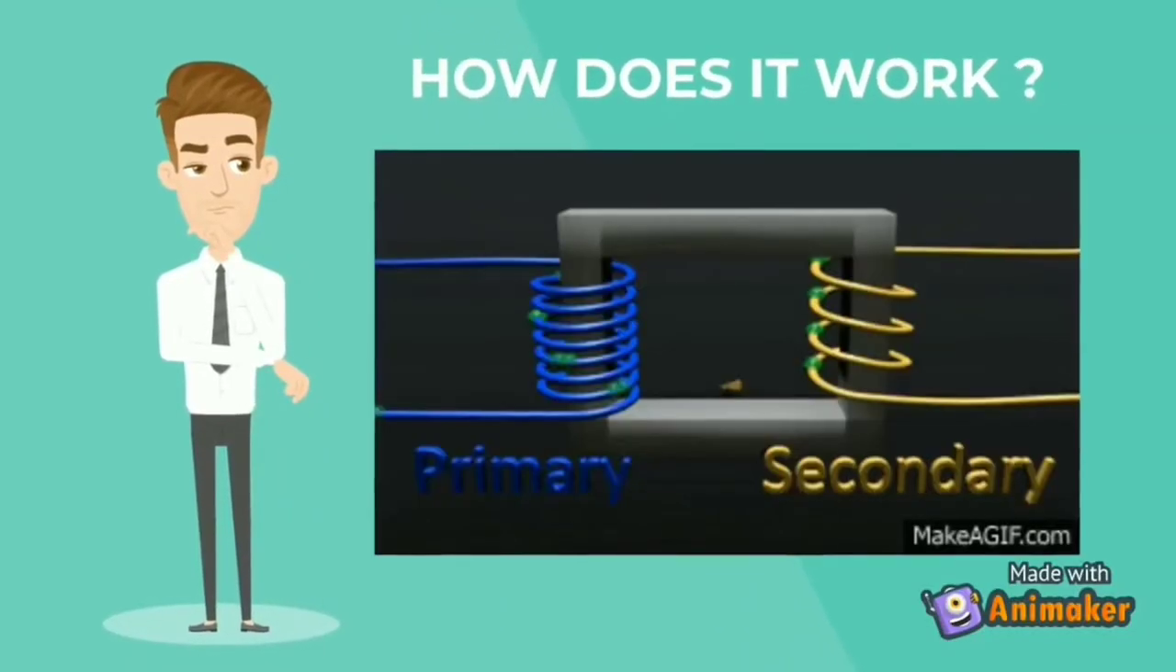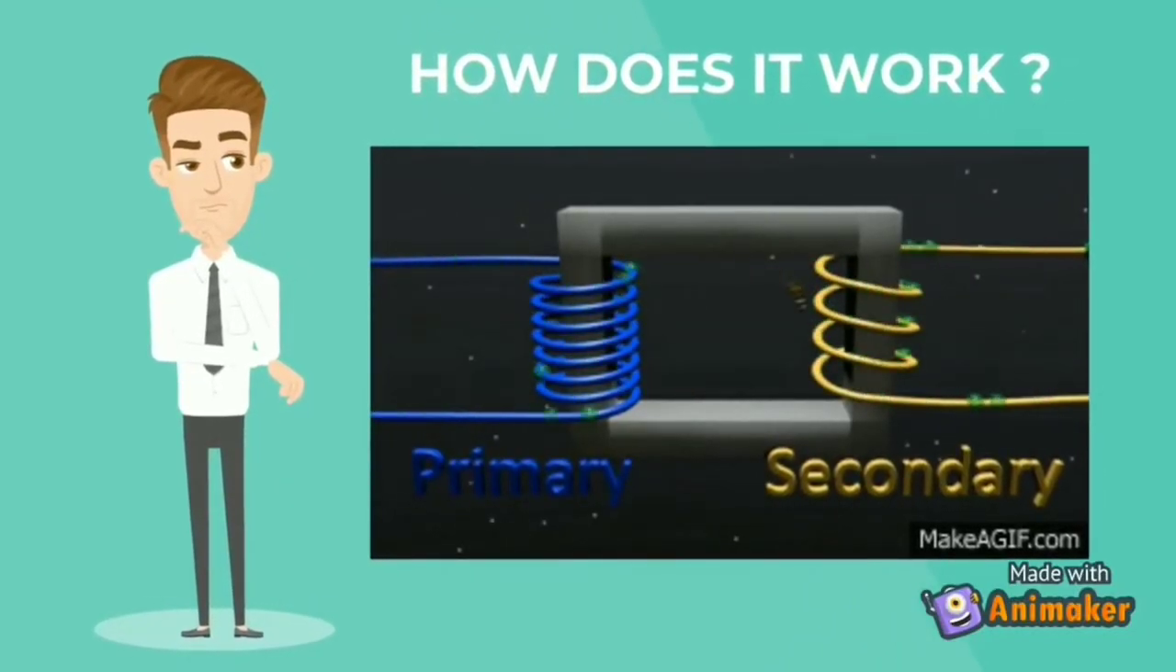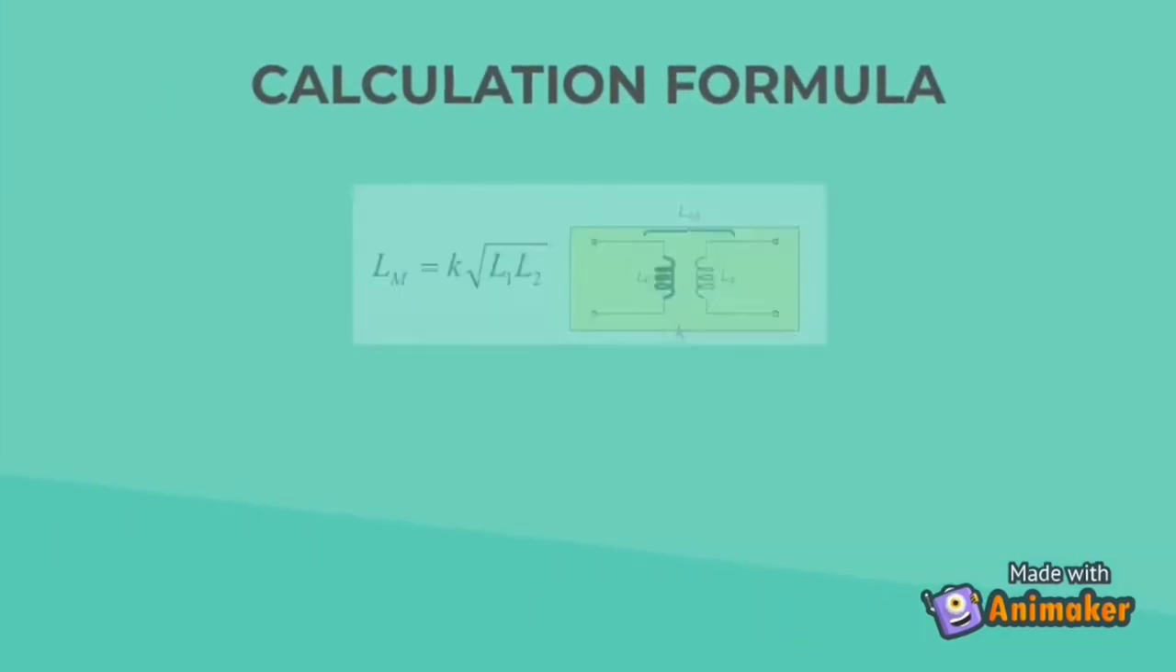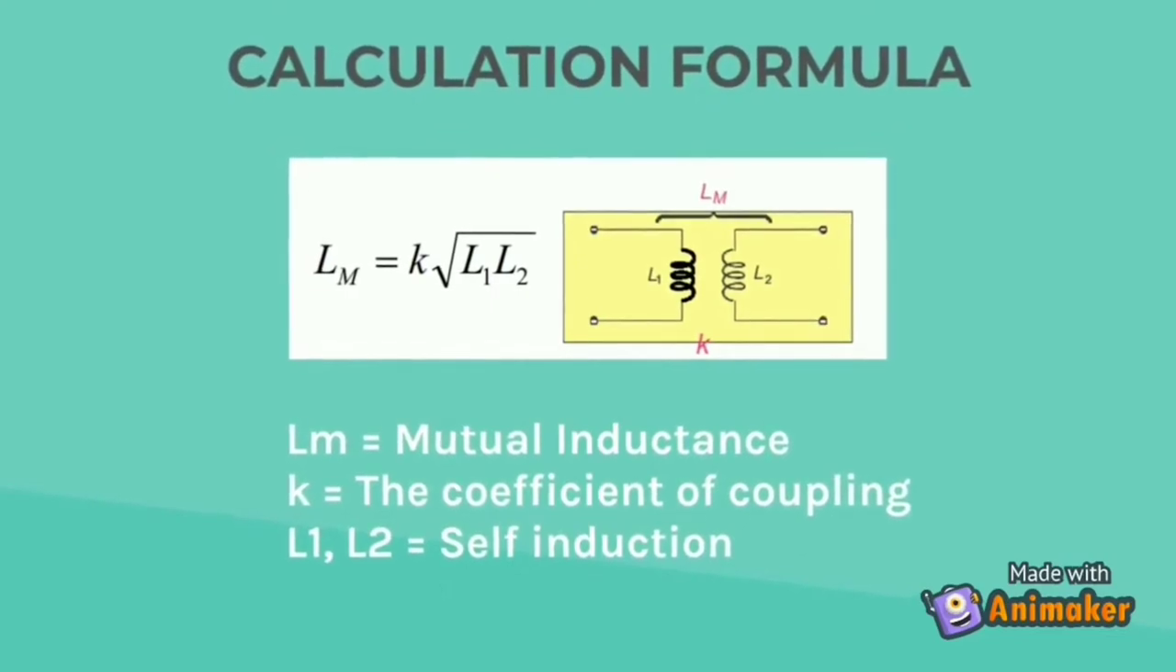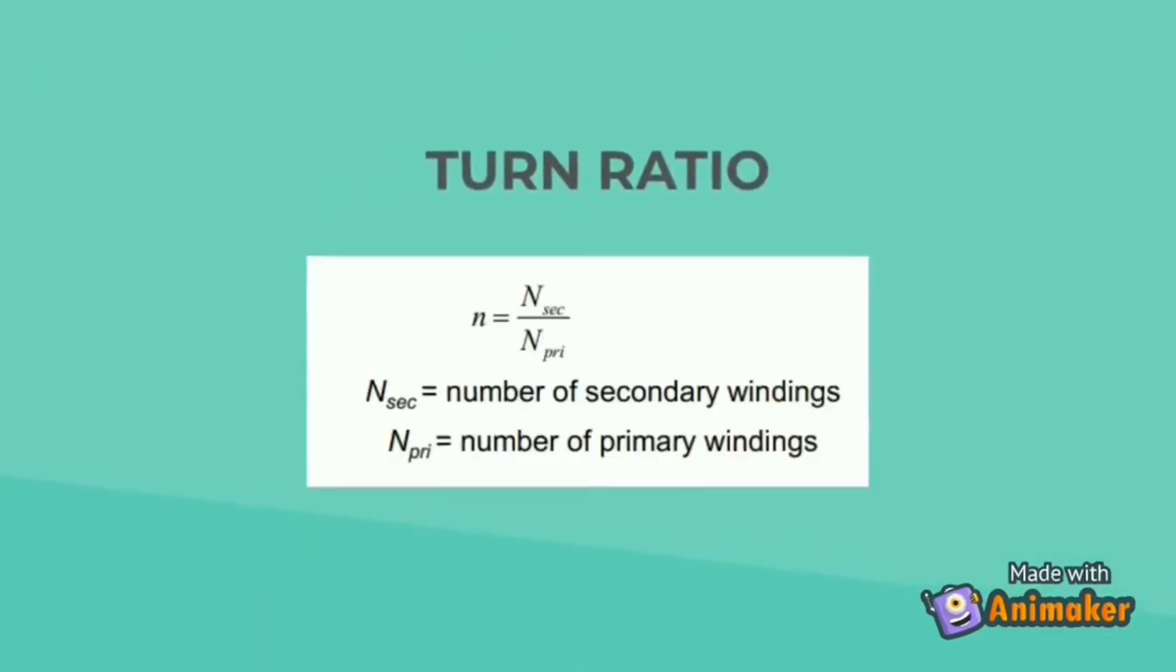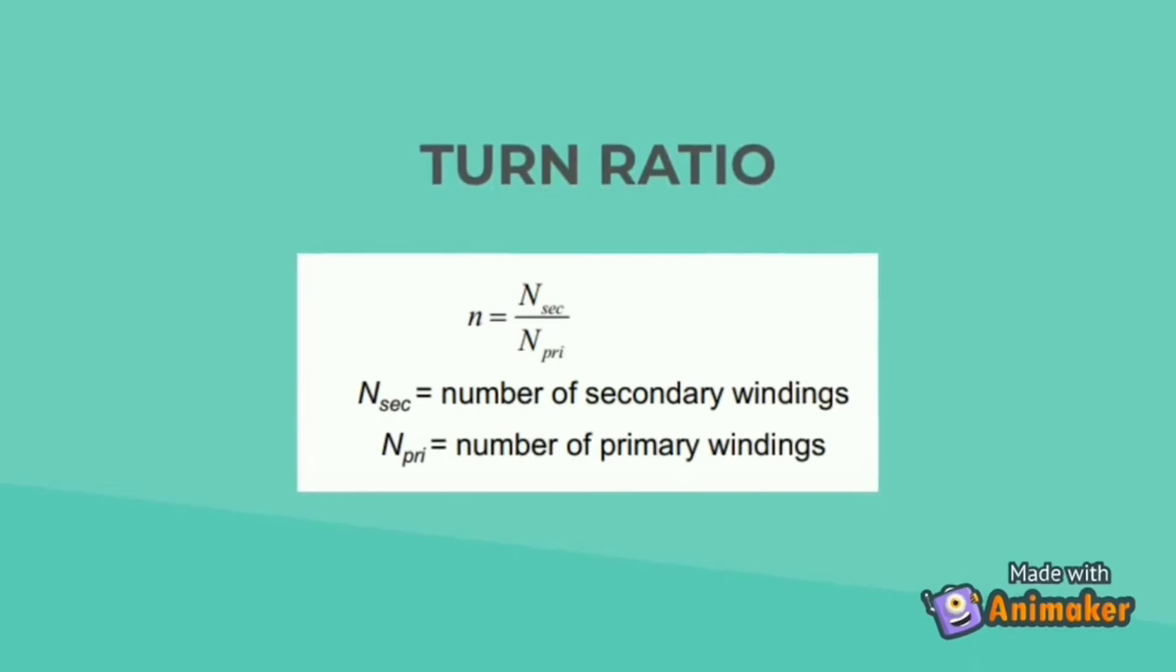How does it work? When two coils are placed very closely to each other, the changing magnetic flux lines produced by the first coil will cut through the second coil. The two coils are said to be magnetically linked or coupled. As a result, a voltage is induced. This is how you calculate the amount of voltage induced in the second coil. Turn ratio is a useful parameter for an ideal transformer.